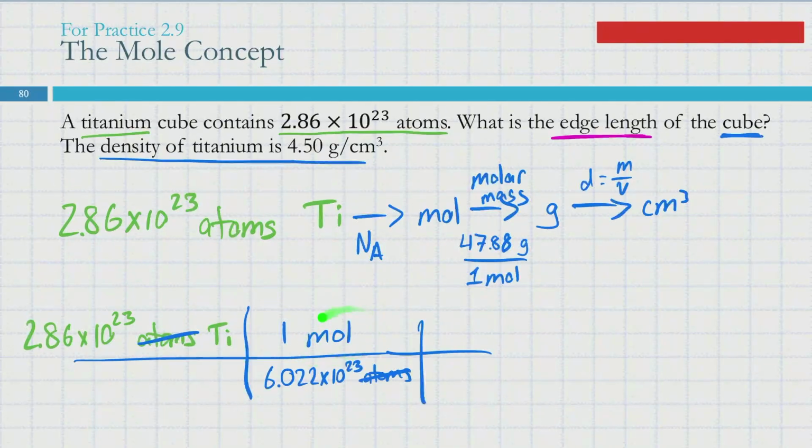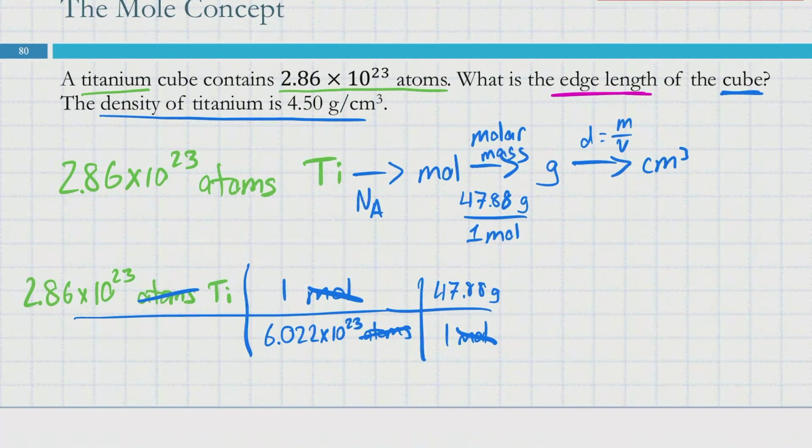Now we've got moles, we need to get to grams. So we're going to multiply by our molar mass. So the 47.88 grams, the 1 mole on the bottom. So our units of moles will cancel out. And then, didn't mean to write equals, we need to use our density.